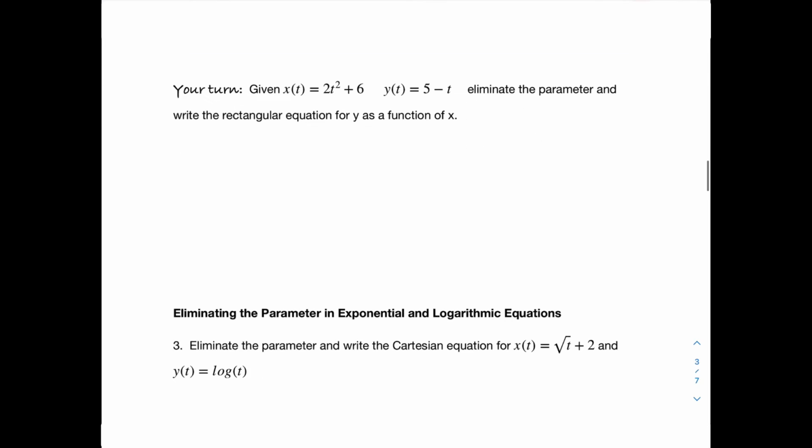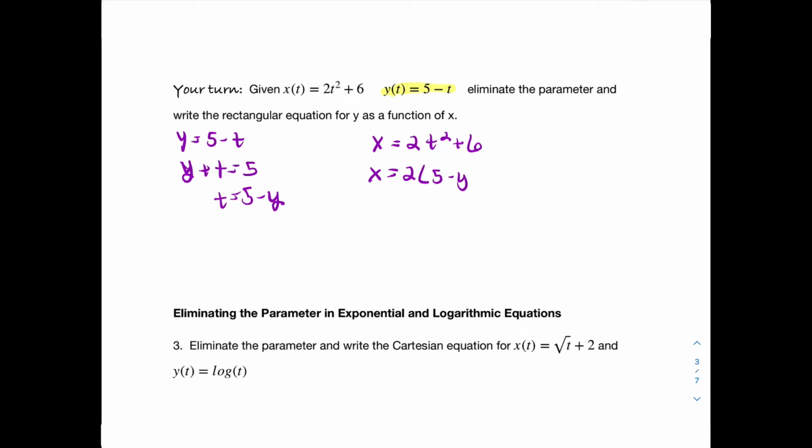All right, so you try this example. So pick the simplest equation. Now we'll solve this equation for t. And I get that t is equal to 5 minus y. Then switch equations and go to the other parameterized equation, and we replace t with what you found it to equal in terms of x or y, in this case y.